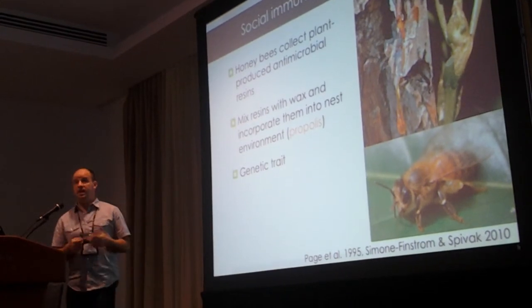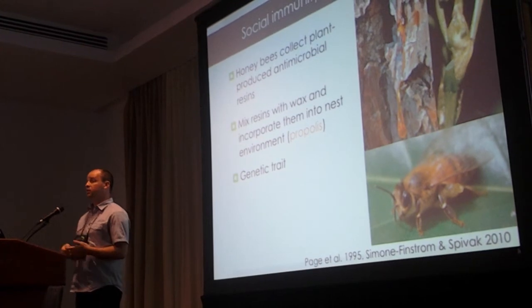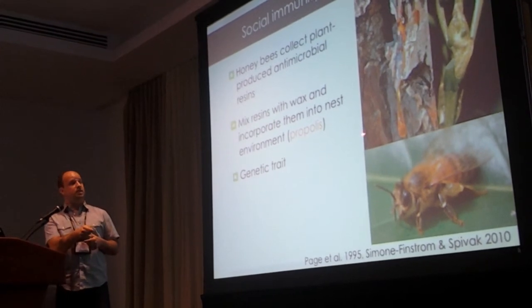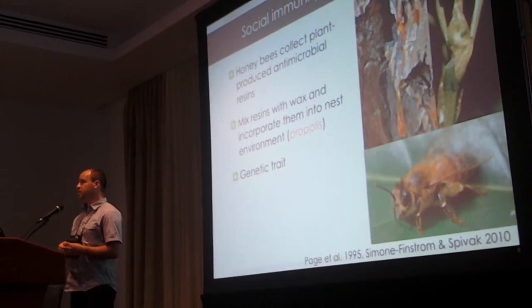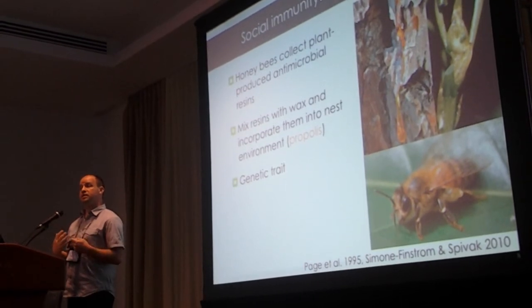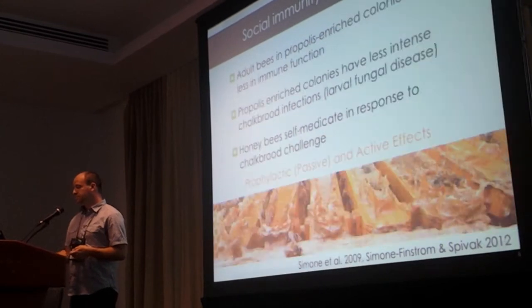Now, one other behavior that I've studied a lot is the use of antimicrobial plant resins by honeybees. So honeybees collect plant resins, like you can see here, dripping from this pine tree on a wound, and they also get it from leaf buds. These are highly antimicrobial. Bees collect these resins, bring them back, and incorporate them into their nest architecture. And this is a genetic trait.